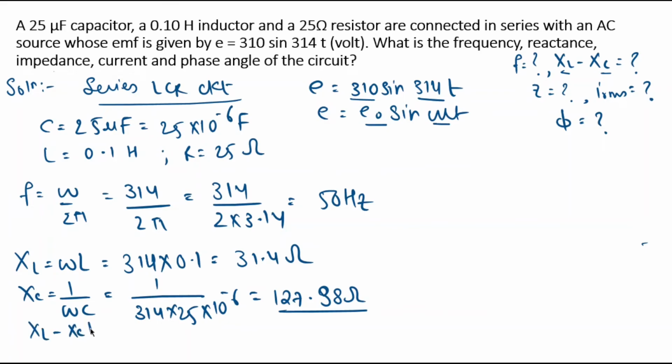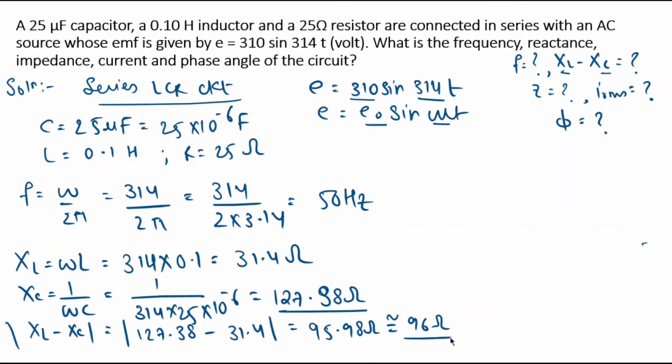Now the total reactance in the circuit, that is XC minus XL, is given to us as 127.38 minus 31.4 ohms. This comes out to be 95.98 ohms, which can be written as 96 ohms. So the reactance of the circuit is 96 ohm.